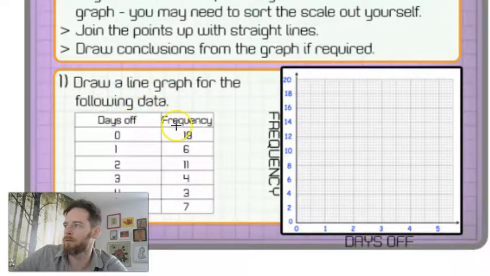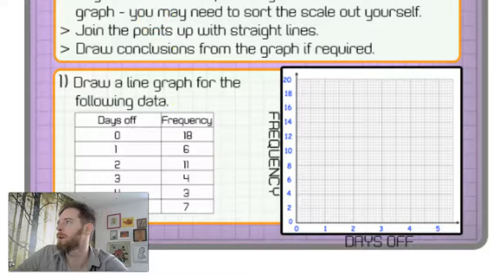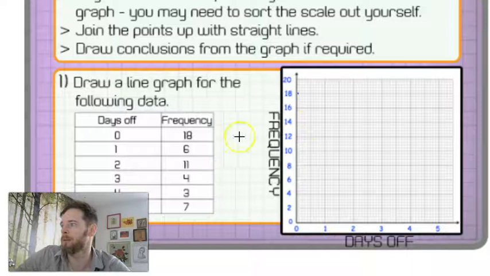This is all about days off and how many times people have had those numbers of days off, right? Not much context, but a little bit. What we're going to do is try and plot some points. And 0 days off 18 times. So plot that at 0, 18. 1, 6 needs to be plotted. 2, 11 needs to be plotted, and so on. All right, 3, 4, 4, 3, and 5, 7.